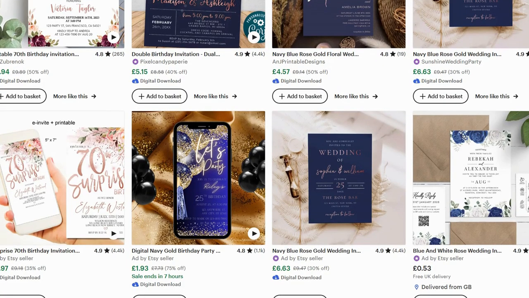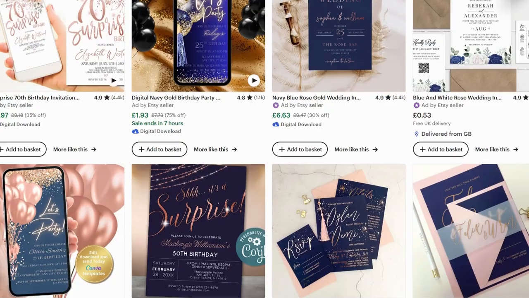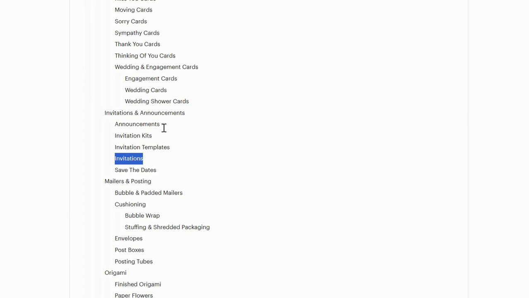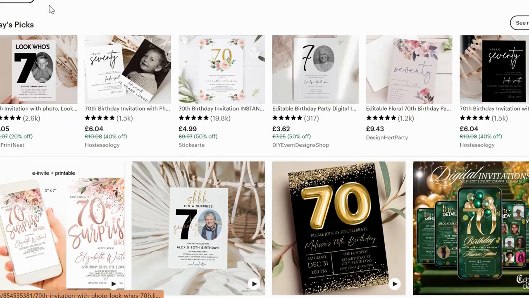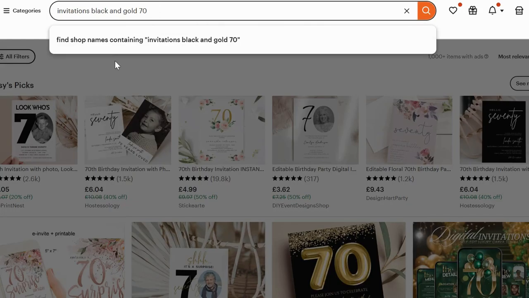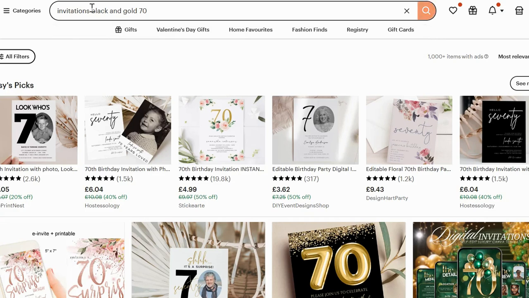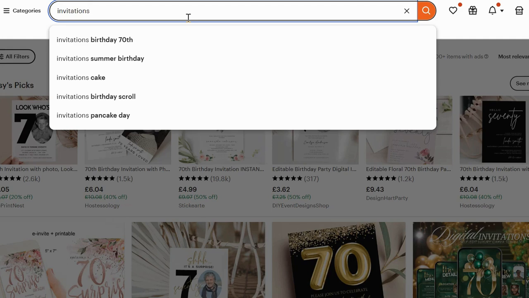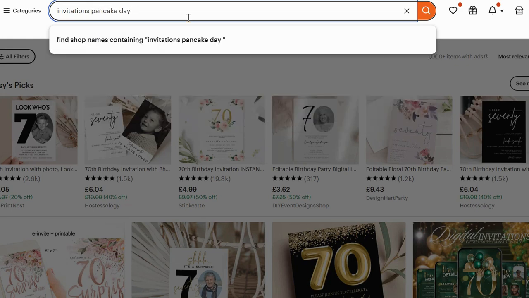I find this to be so exciting. It's a challenge, but pairing the Etsy categories and the subcategories with Etsy's autocomplete function, you can imagine you could never run out of ideas because there are so many different variations of a product that people are looking for. So going back to invitations, we can see now invitations summer birthday. We can see invitations cake. We can see invitations pancake day. I mean, really, I would never have thought of that.